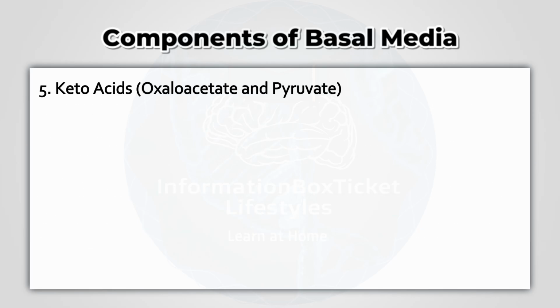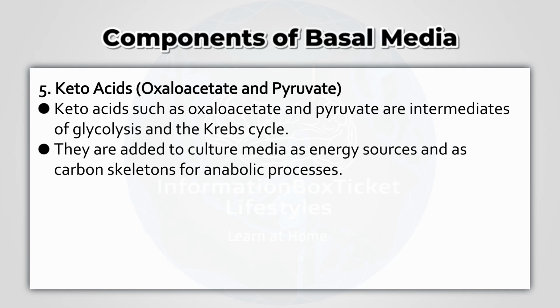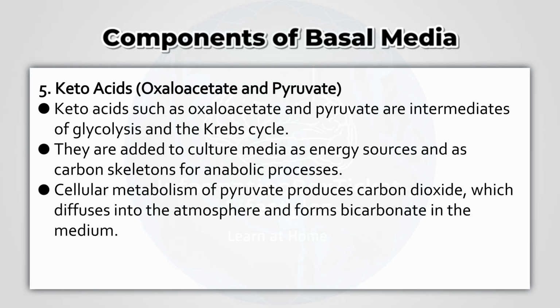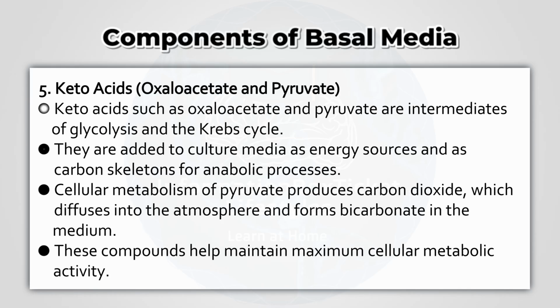5. Keto acids, oxaloacetate and pyruvate. Keto acids such as oxaloacetate and pyruvate are intermediates of glycolysis and the Krebs cycle. They are added to culture media as energy sources and as carbon skeletons for anabolic processes. Cellular metabolism of pyruvate produces carbon dioxide, which diffuses into the atmosphere and forms bicarbonate in the medium. These compounds help maintain maximum cellular metabolic activity.